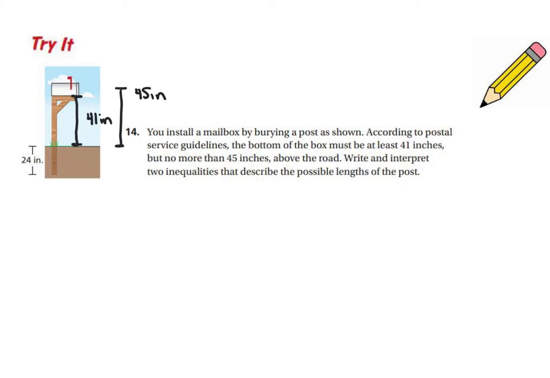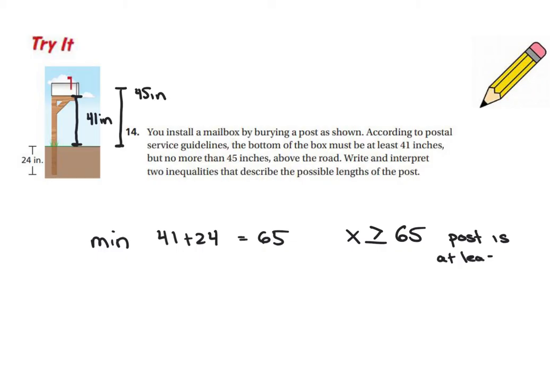So here's what we can think now. If we take the 24 inches that the post is buried and we add the 41, that's going to give us our minimum. Our minimum would be 41 plus 24, which is 65. So we could say X has to be bigger than or equal to 65. And in words, our post is at least 65 inches.